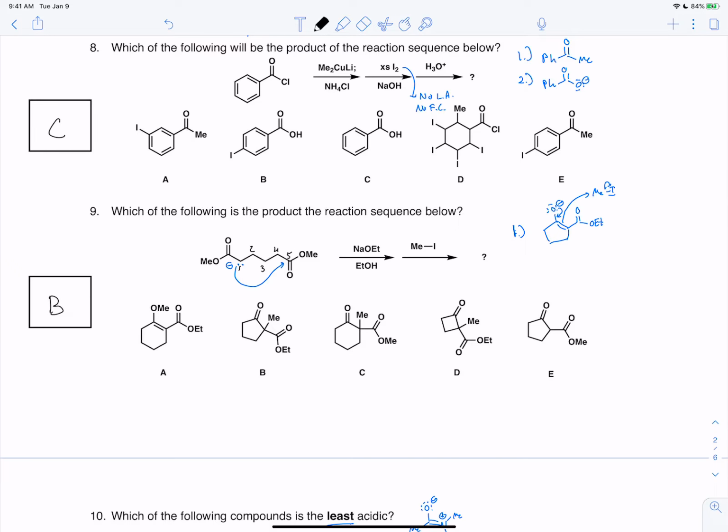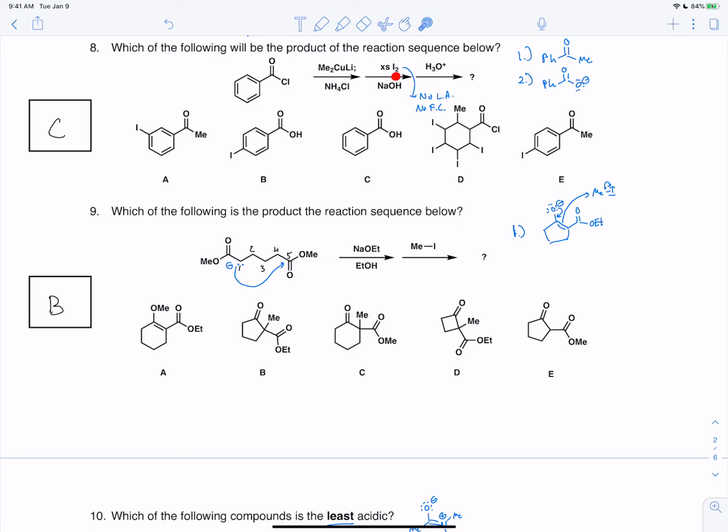We go to number 8. We have a dimethyl cuprate coming in again. So this is one of the cases where the first product will be dimethyl cuprate reacting with an acid chloride. Note that it doesn't do a further addition into the carbonyl. It simply will make a methyl ketone.